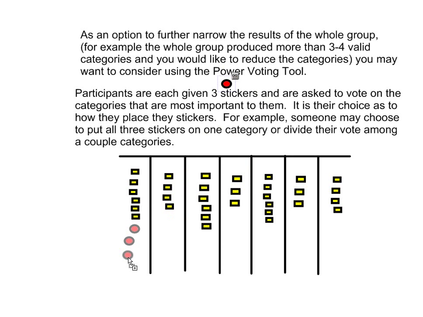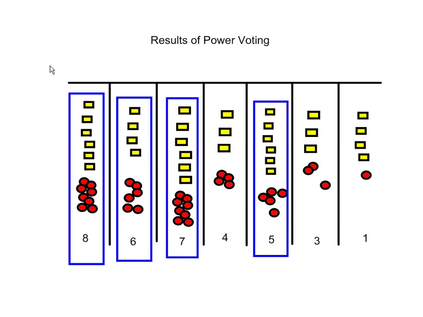So perhaps person A thinks that this category is most important and that's where they'd like to focus, so they're going to choose to put all 3 votes. Whereas the next participant might choose to split their votes among 3 categories that they really feel are important. Give everybody a chance to vote. As a result, you can see at the end you'll be able to count the votes and narrow down the most important categories decided by your group.